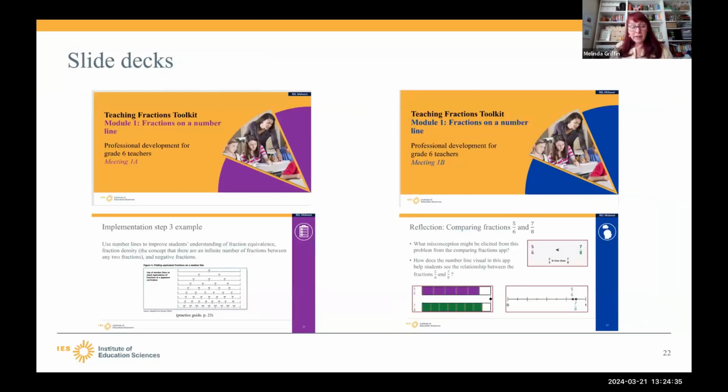There are also slide decks for the meetings. You see some examples of these here. Nice, bright, and bold visuals of the different examples that you're putting in front of teachers. It can be very helpful to be able to put this up in front of a whole group, or perhaps if you have people joining virtually, they can pull it up on their own screen to be able to see the things that they're looking at.